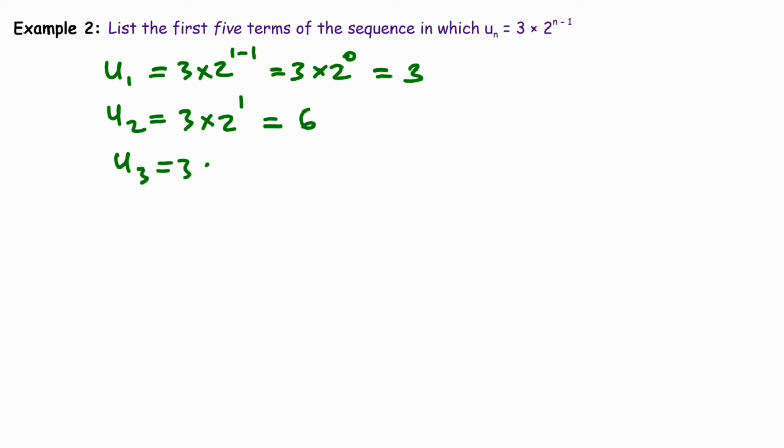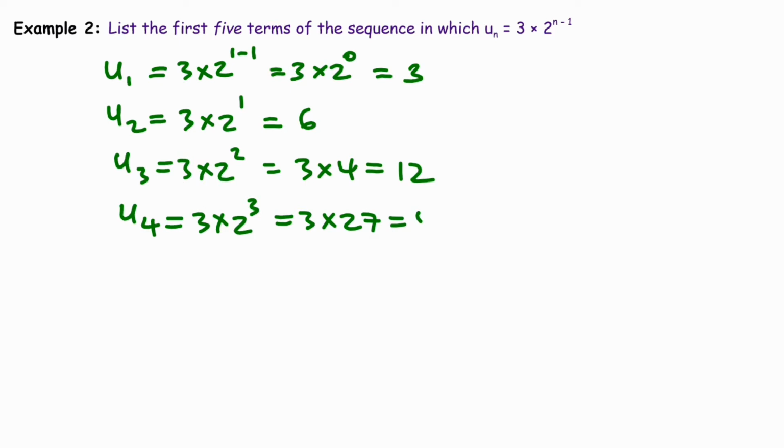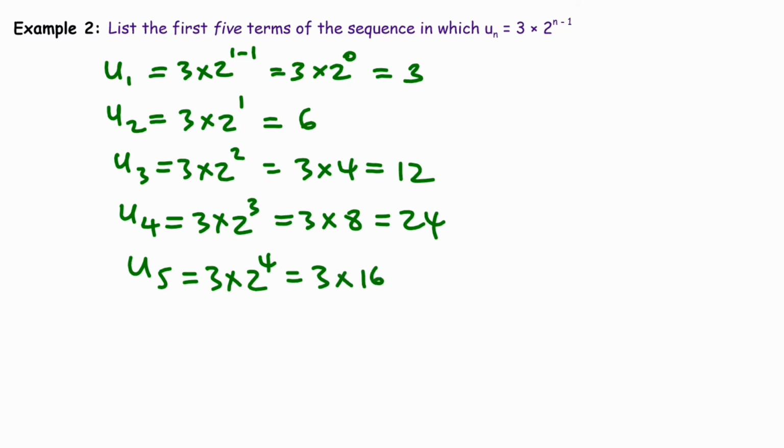The third term will be 3 multiplied by 2 to the power 2, which will be equal to 3 multiplied by 4. That gives us 12. The fourth term will be 3 multiplied by 2 to the power 3, which is 3 multiplied by 8, which is 24. The fifth term will be 3 multiplied by 2 to the power 4, which is 3 times 16, which is 48.